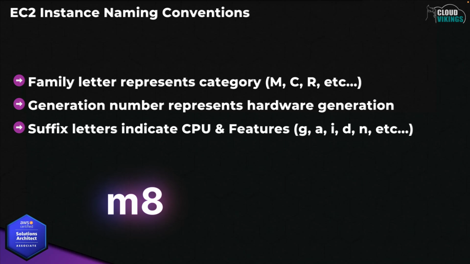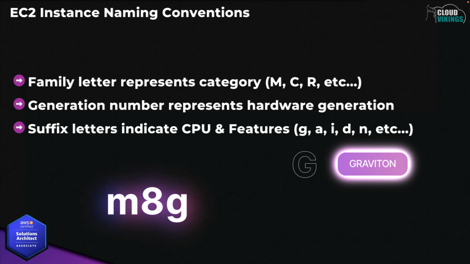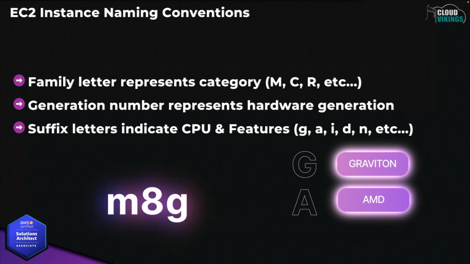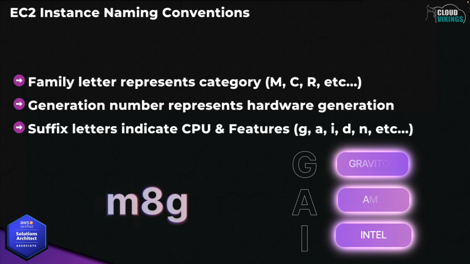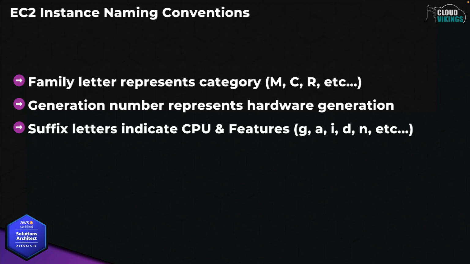So after the family and generation, instance type names often include one or more suffix letters that indicate the processor type or special features of that instance. The letters G, A, and I are really common as they denote the CPU architecture. G for the AWS Graviton ARM-based processors, A for AMD EPYC processors, and I for Intel Xeon processors. These suffixes tell you what kind of chip is powering the instance, which can be important for compatibility or performance differences. And there can be other suffixes added here as well.